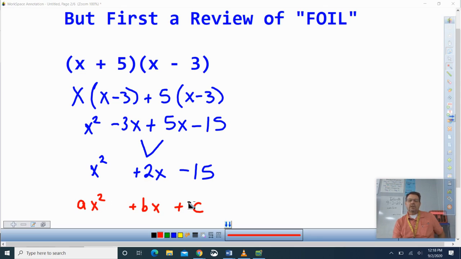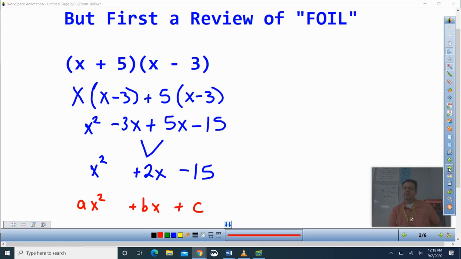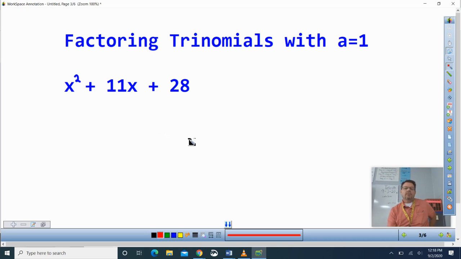So we're going to start with a trinomial, and we're going to try to factor it back into the binomials. I've got a few examples we're going to walk through here. Here's our first example. We're going to try to factor this, so we need to set up our little binomials, and we're going to have x and x. That's the only way we're going to get x squared. So now we have to ask ourselves, what two things multiply to give me positive 28 and add to give me 11?